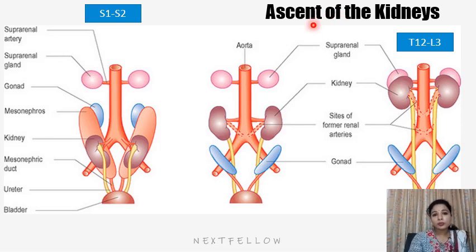Sometimes these arteries, instead of regressing completely, persist, which results in supernumerary arteries, which are end arteries. Therefore, damage to any of them will result in necrosis of the kidney parenchyma. So that is about the ascent of the kidneys.